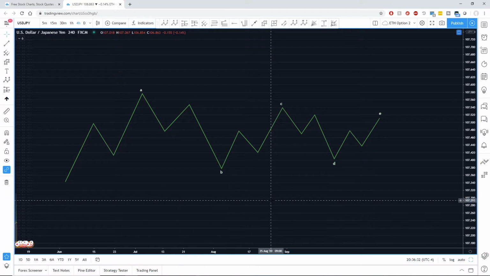For now, just remember that a triangle subdivides into 5 waves, labeled A, B, C, D, E, and each of those waves is made up of an ABC itself.